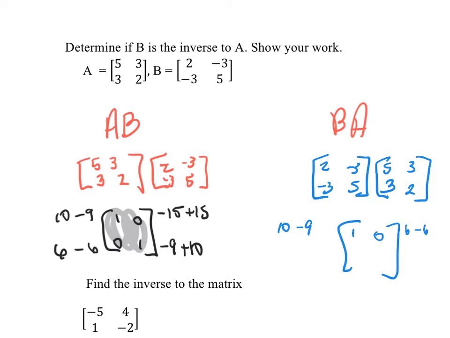Second row, first column, negative 3 times 5 is negative 15. 5 times 3 is positive 15. I get 0. Second row, second column, I get negative 3 times 3 is negative 9. 5 times 2 is 10. So I get 1. So I have proven that, yes, they are inverses because I got the identity matrix both times when I multiplied forwards and backwards.